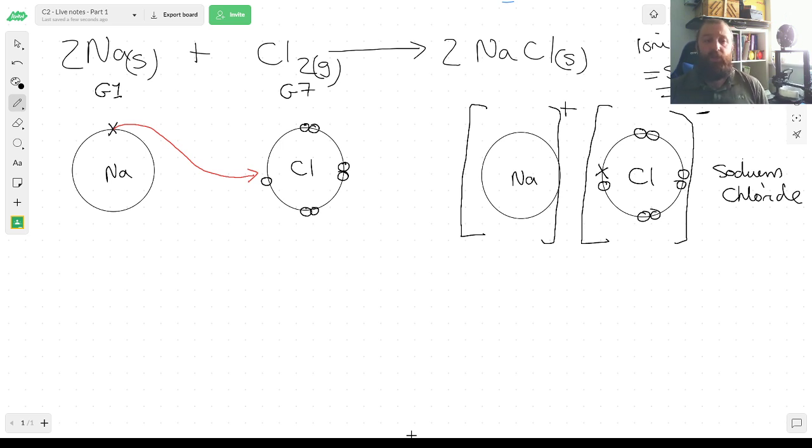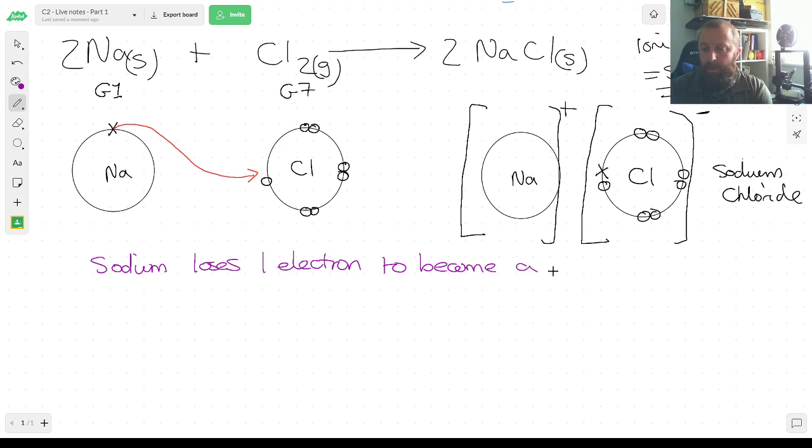And those bullet points should describe the electrons that are being transferred, the number of atoms and ions involved, and what the final charges are going to be. So let me show you what I mean. So I would start off with sodium, and I would say sodium loses 1 electron to become a +1 ion. Okay, bullet point number 1.